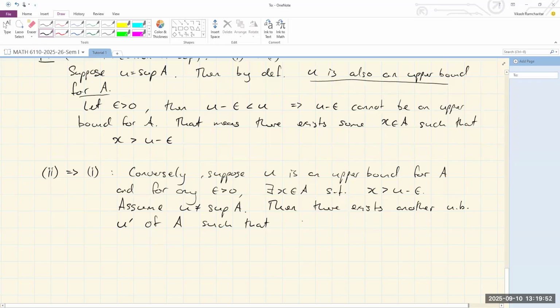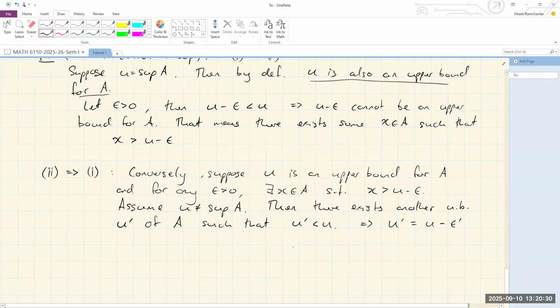so if u wasn't the smallest upper bound, there's another upper bound u prime that is smaller than u, because u is not the smallest of the upper bounds. Okay, so u prime is strictly smaller than u, right? So this means I could convert this less than into an equality, okay? By saying that u prime is equal to u minus something. Call it epsilon or epsilon prime.